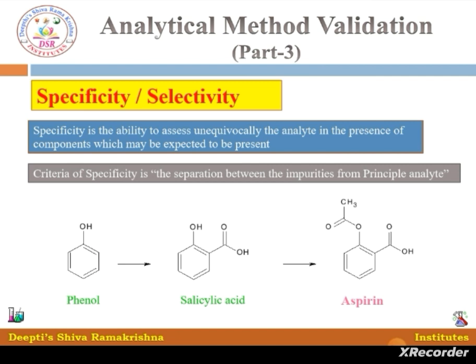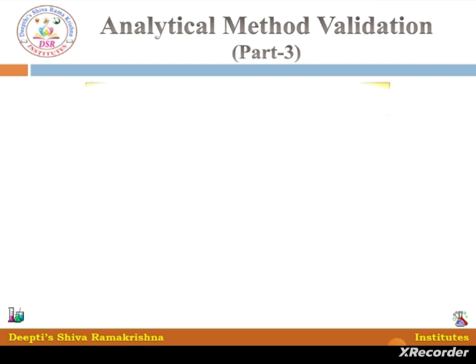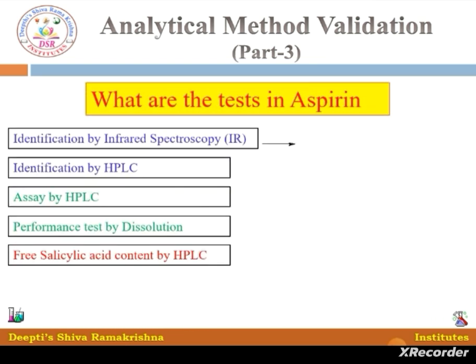During our post graduation, some of the persons may perform it during their laboratory practicals. So we will discuss this aspirin as an example to explain specificity and selectivity with different categories of tests. So which tests are present for aspirin?